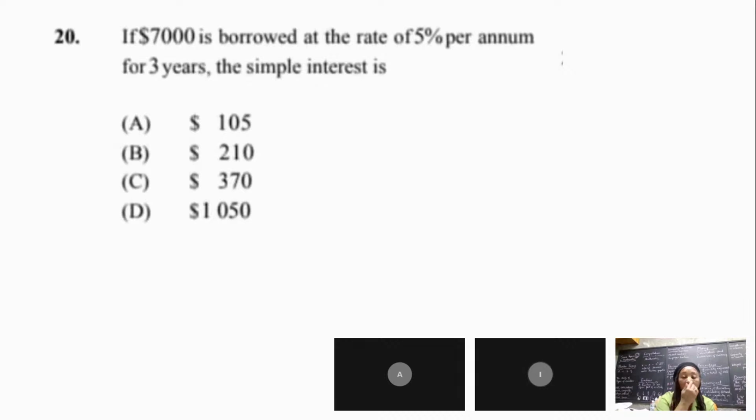Sorry, Asar. Miss, it's your turn now. Oh, sorry, my turn.